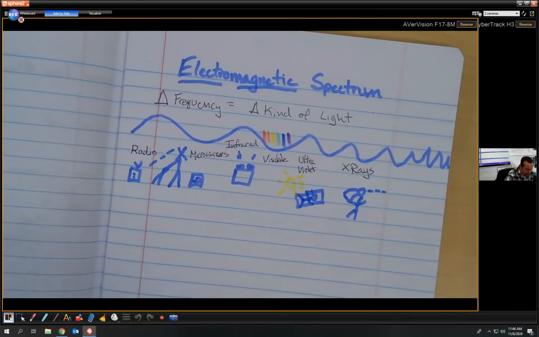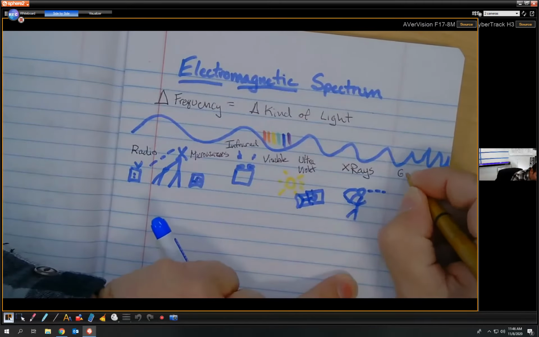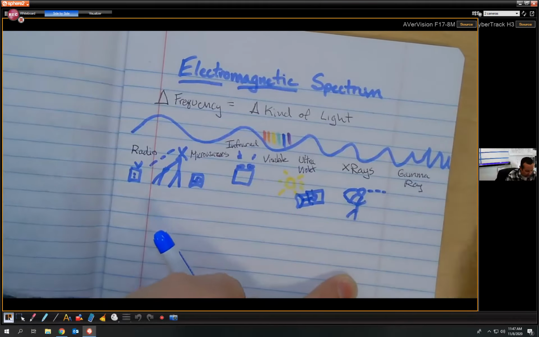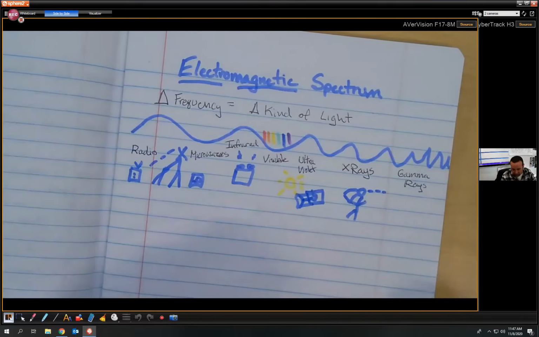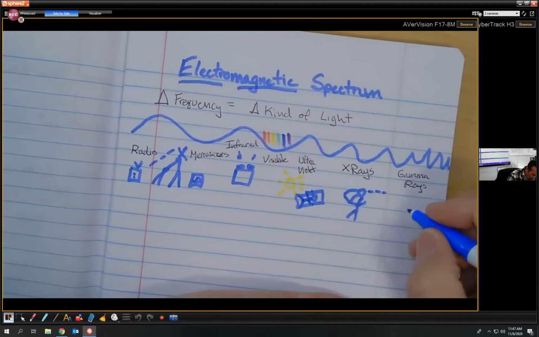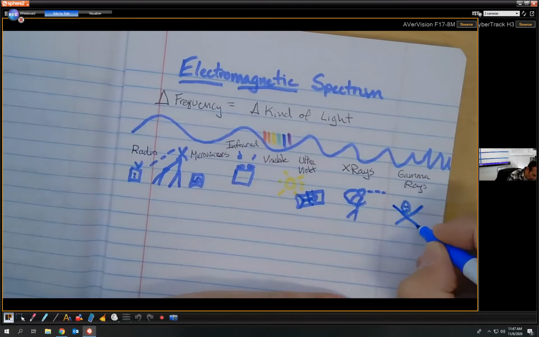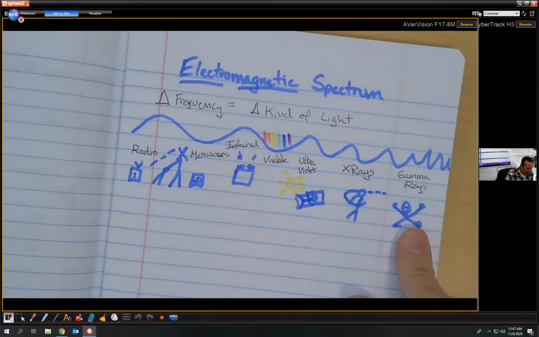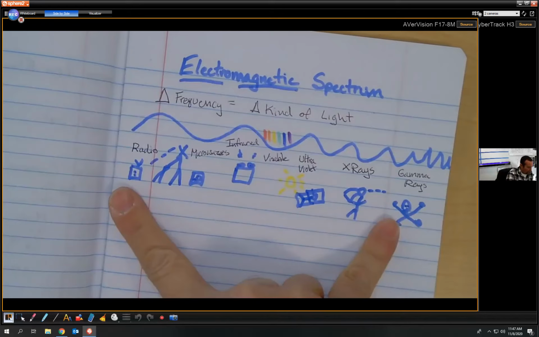Okay, last up are gamma rays. You've got to be careful with gamma rays. This is what turned the Hulk into the Hulk, if I'm not mistaken. Gamma rays are actually the most lethal of all the rays out there. So this is our entire spectrum.